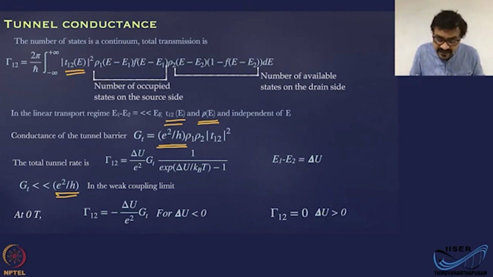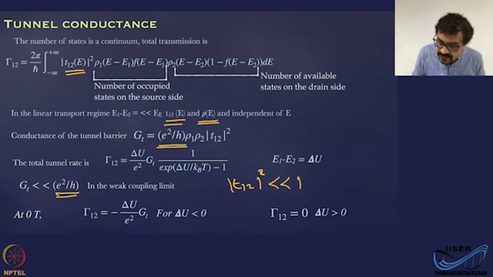What that means is rho 1, rho 2 into T12 squared should be far less than 1. But rho 1 and rho 2 are densities of states. Okay, so in a nutshell, what this is going to tell you is T12 squared should be far less than 1. That's what it's going to tell you.